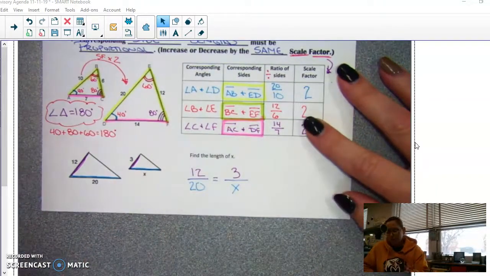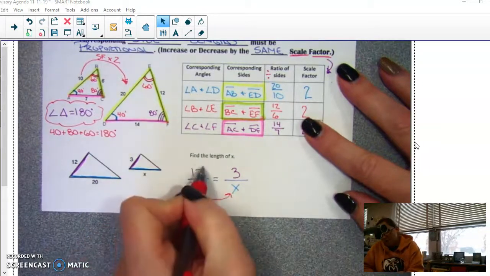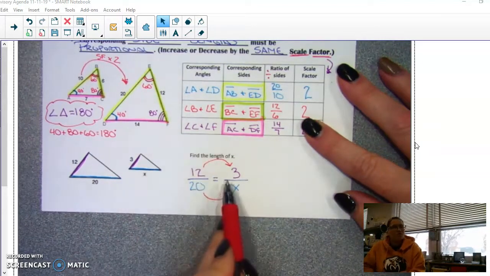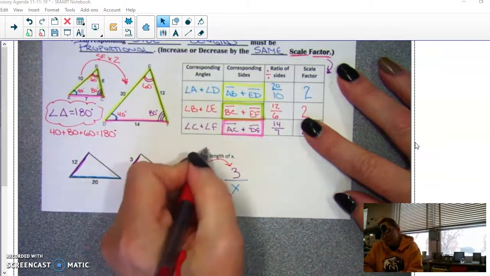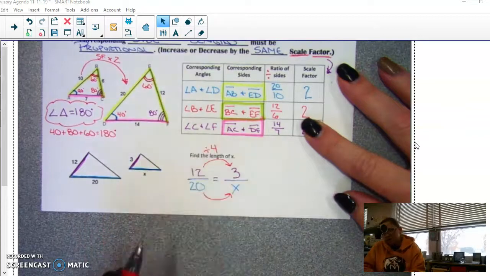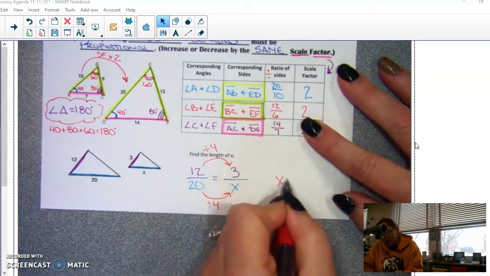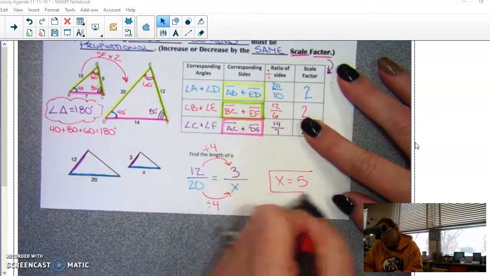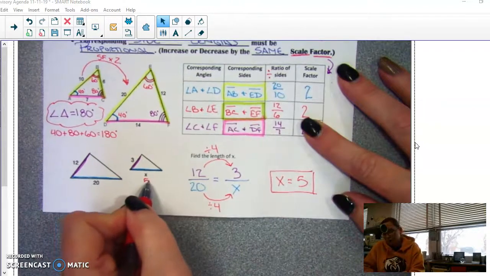And then you just have to ask yourself, how do I go from this number to this number? So you would do the same thing at the top. How do I go from 12 to 3? Multiply or divide. In this case, we would have to divide. And 12 divided by 4 equals 3. So if I do 20 divided by 4, that equals 5. And that would be the answer to my missing side length. X equals 5. And we could actually put that right into the problem.